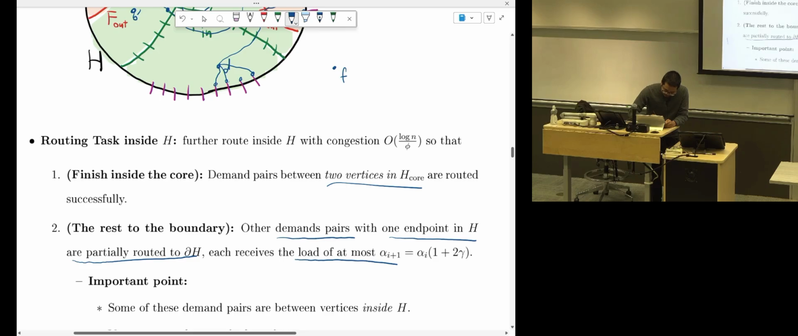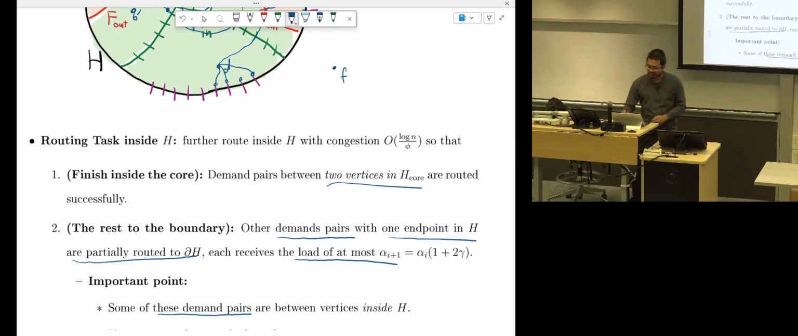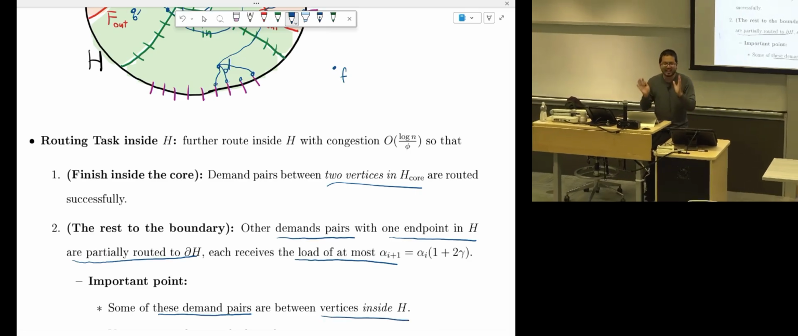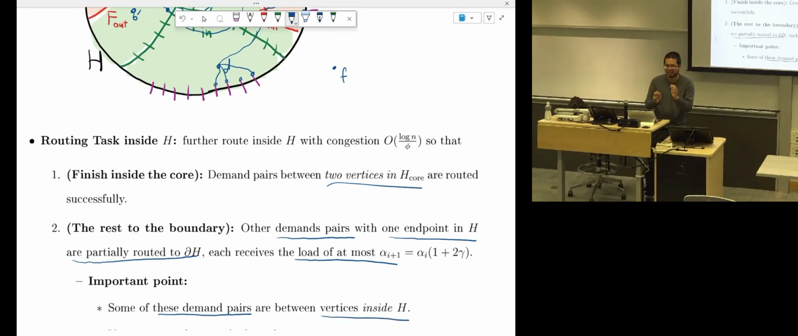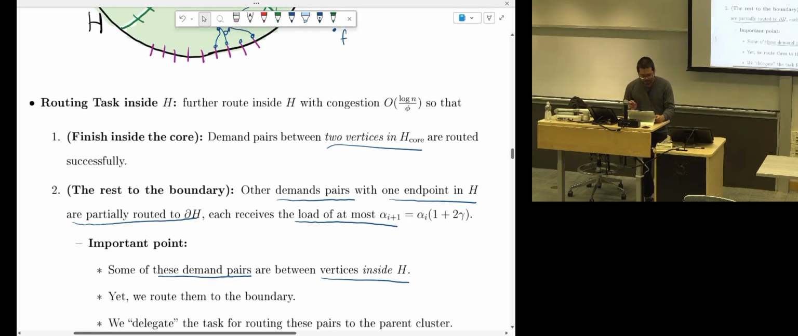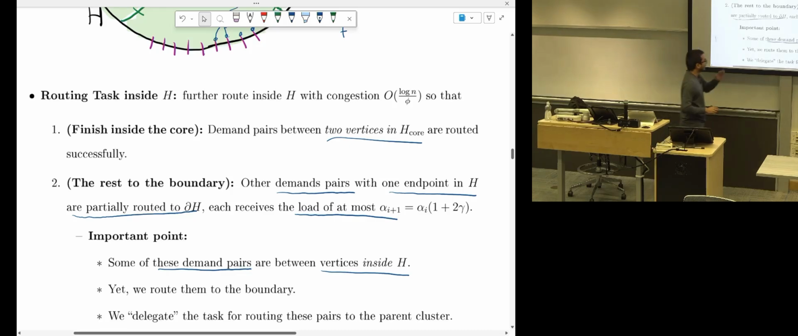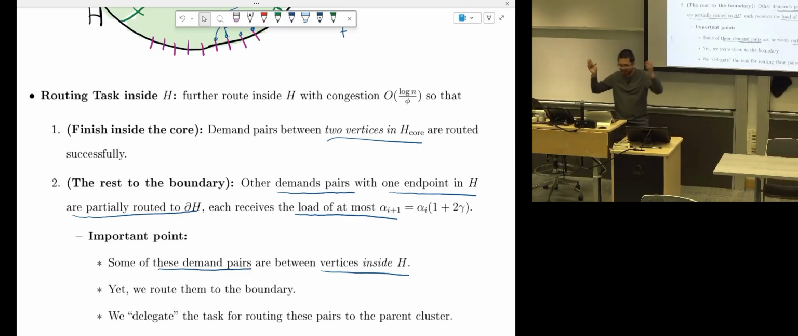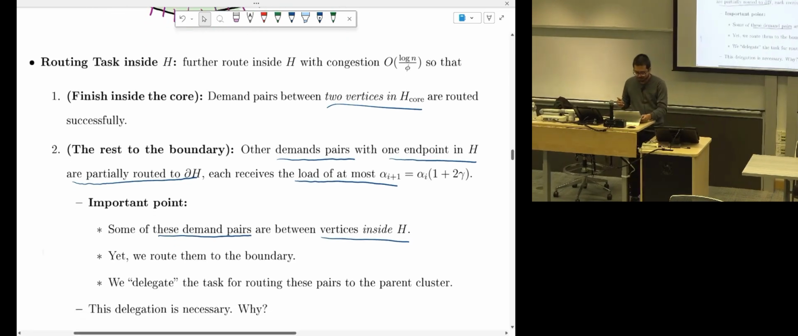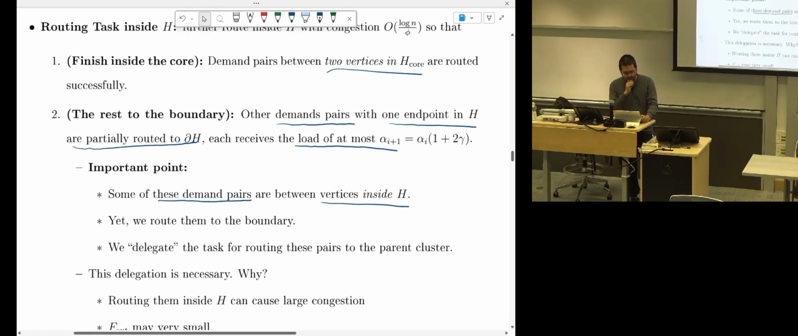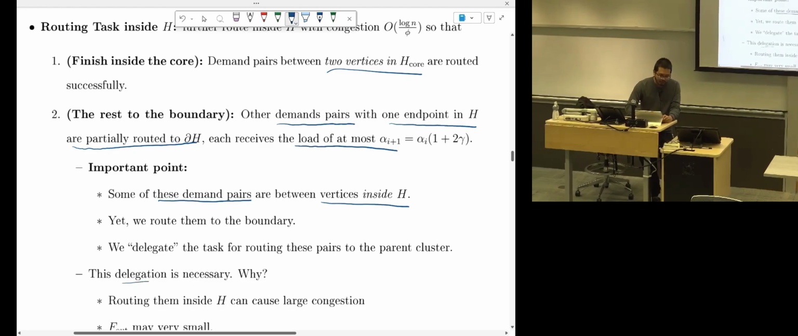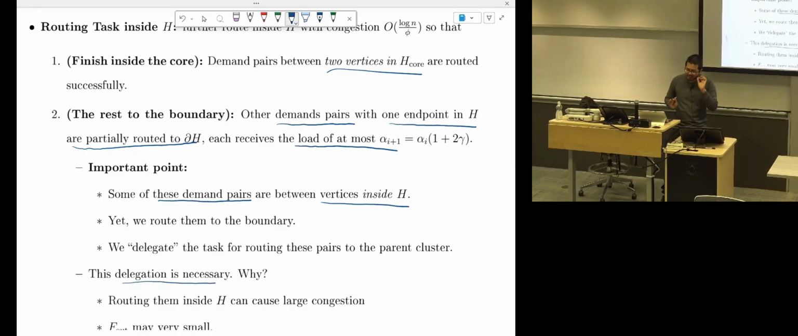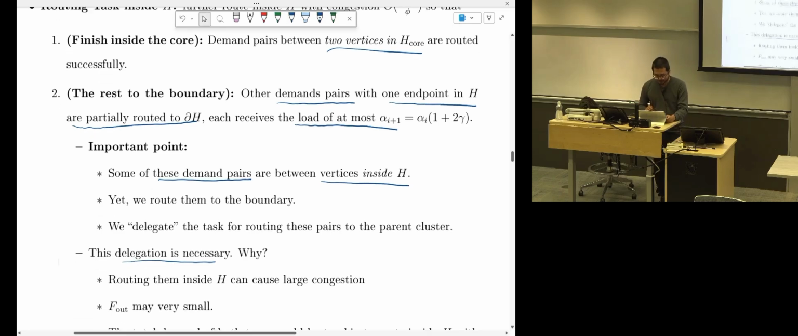Some of these demand pairs that we just route to the battery, they are also between vertices inside H. So that's quite counterintuitive, but we will see why we need this. They are inside H, but yet we just route them to the battery. We could have just delegated this task to the parent cluster. And this delegation for this construction is needed. It's crucial. Why is that?